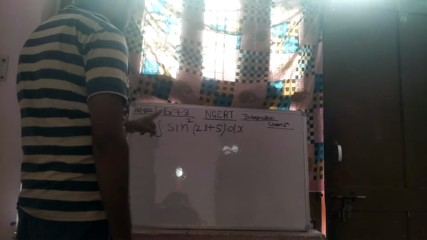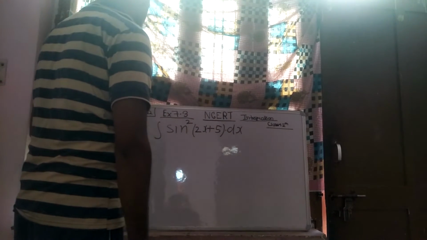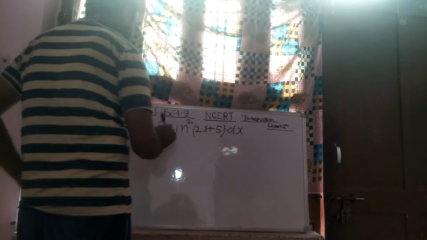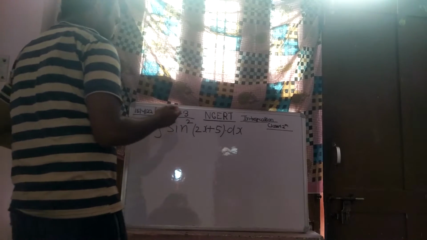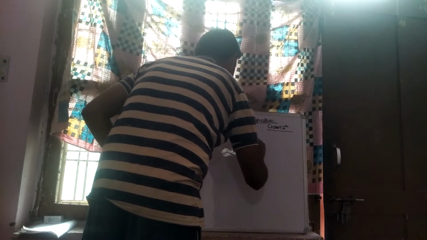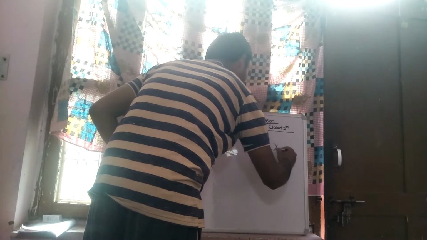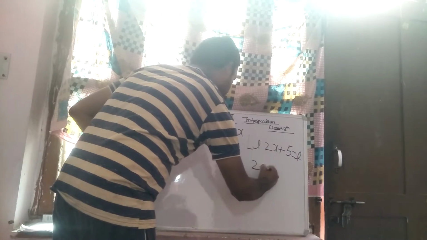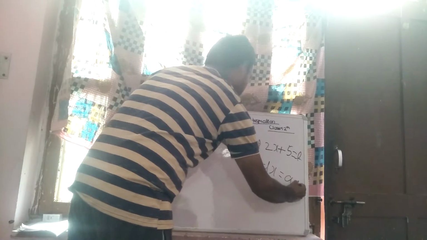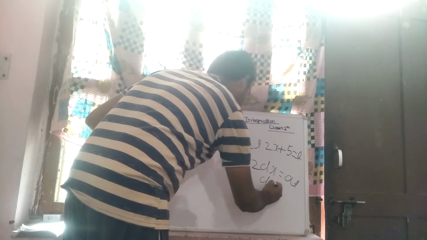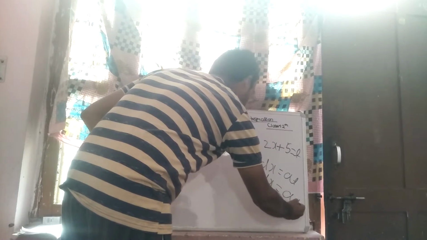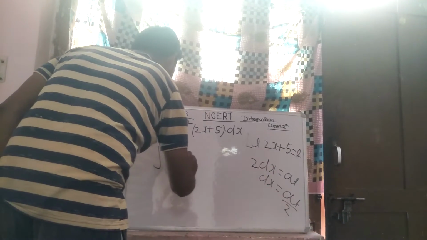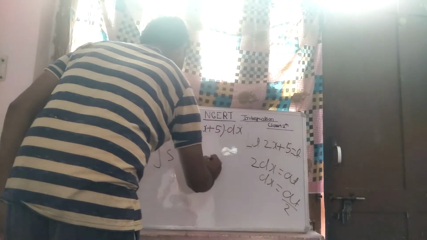Question number, exercise 7.3 of NCERT 12th class, and exercise 7.2 part 2. In exercise 7.3 we have the question sin square (2x plus 5). Let 2x plus 5 equal to t, so 2 dx equal to dt, and dx equal to dt upon 2, and we also have sin square t into dt.